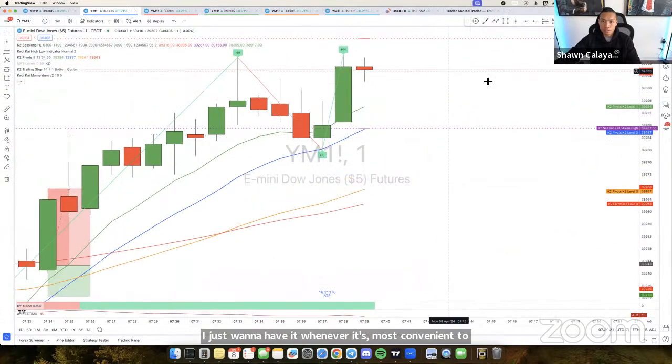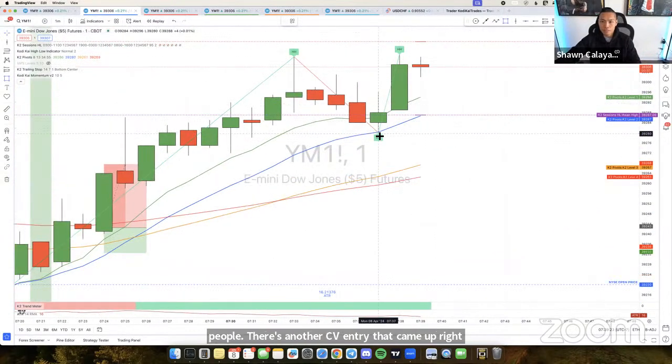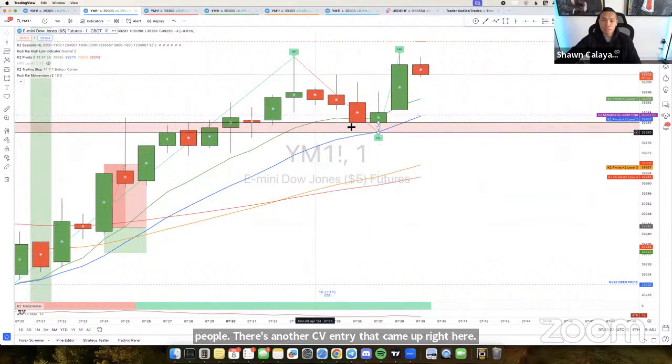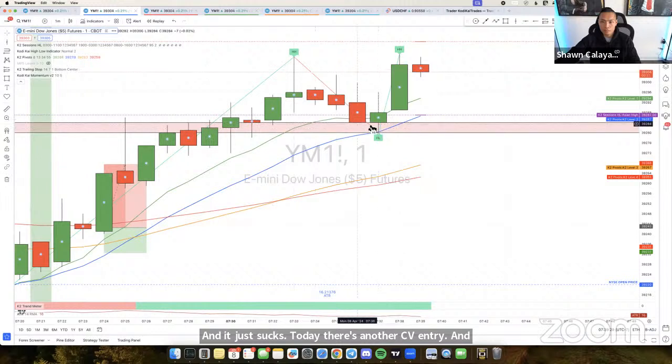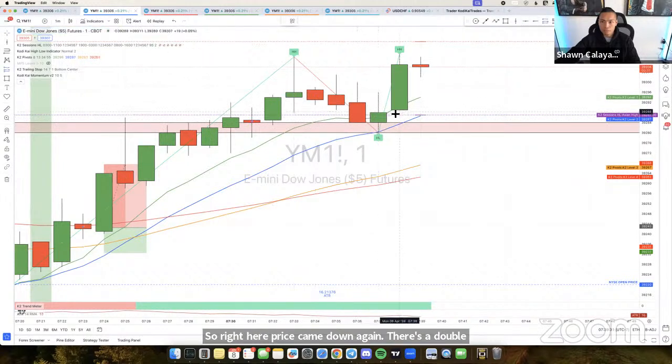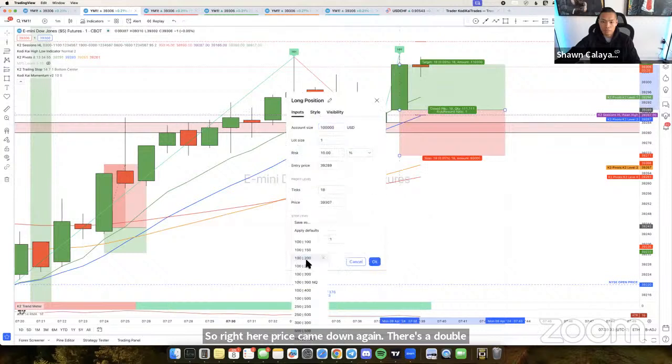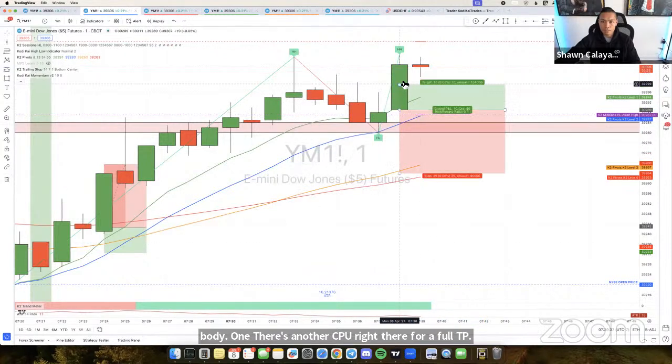There's another CV entry that came up right here. Man, it just sucks. Today, there's another CV entry. I mean, there's so many CV entries, but they're at red flags. So right here, price came down again. There's a double body. See how this green candle is smaller than this red one? There's another CV entry right there for a full TP. And you guys can see my logic here. The logic makes a lot of sense now that you're seeing it a lot more clearly.